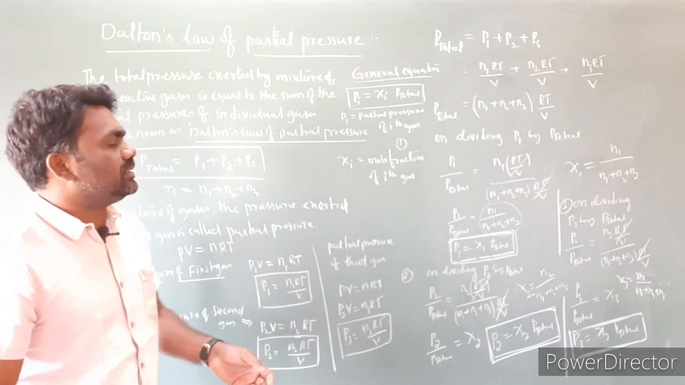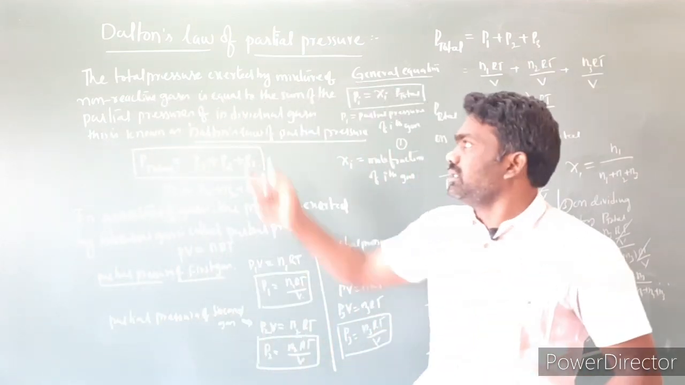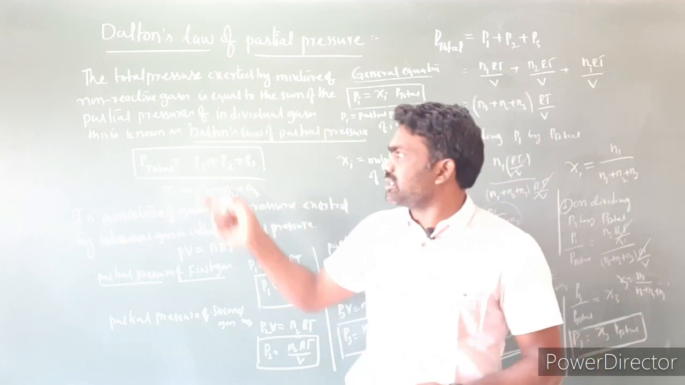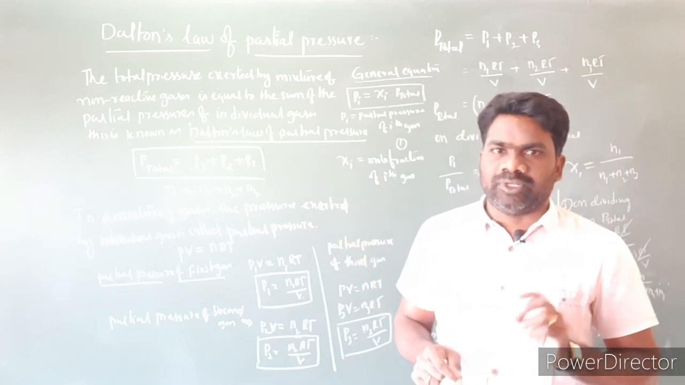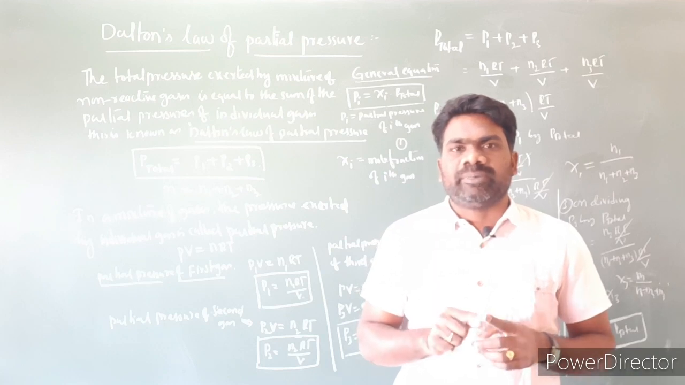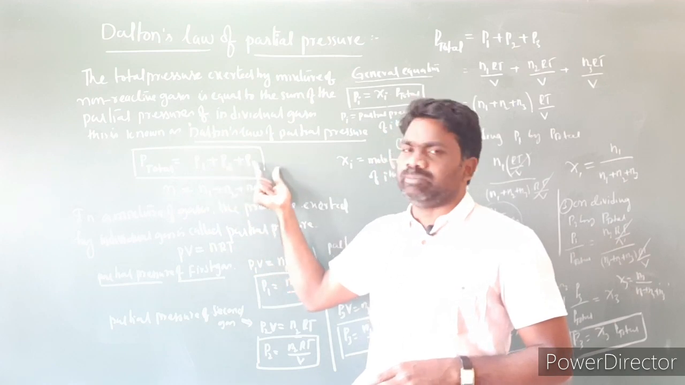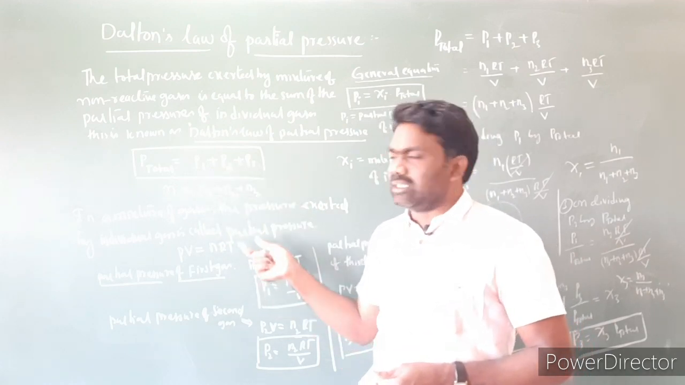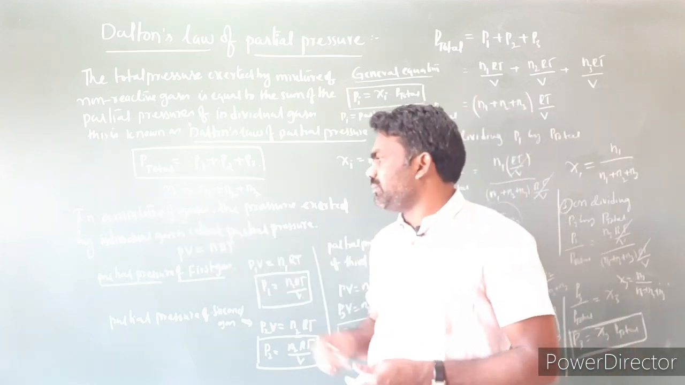So this is Dalton's law of partial pressure. So what is Dalton's law of partial pressure? The total pressure exerted by a mixture of non-reactive gases is equal to the sum of the partial pressures of the individual gases. This is known as Dalton's law of partial pressure. In simple words, the total pressure of a mixture of non-reactive gases is equal to the sum of the partial pressures of the individual gases. So P total is equal to P1 plus P2 plus P3. The number of moles of each gas is N1, N2, N3. So in a mixture of gases, the pressure exerted by an individual gas is called the partial pressure of that gas.